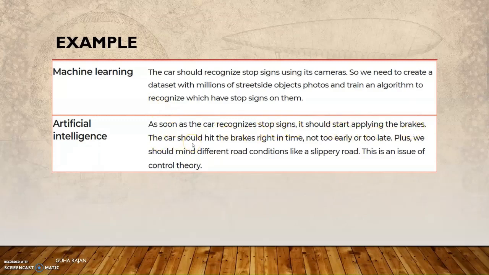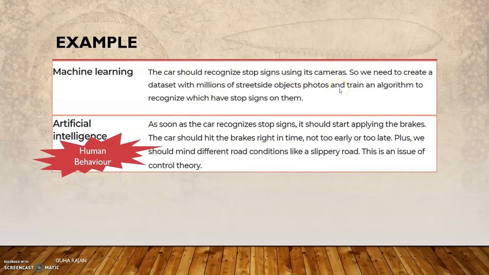As soon as the car recognizes the stop, it should start applying the brake. So this is a kind of human activity. The car should hit the brake at the right time, not too early, not too late. Plus, we should mind the different road conditions, like a slippery road. This issue is the control theory. So all this is about artificial intelligence. That is the human behavior. Human behavior in a machine is artificial intelligence.